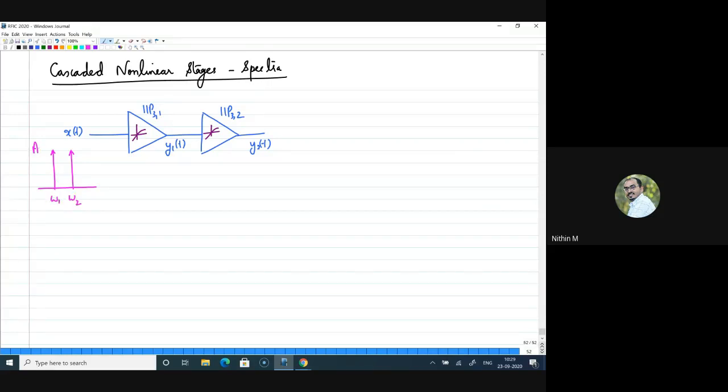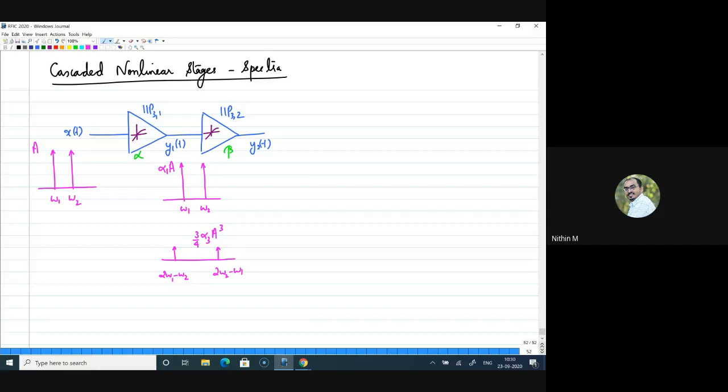So at y1 of t, I will actually get signals at frequencies omega 1, omega 2 with amplitude alpha 1 into a, because I am using alpha for this stage and beta for the next stage. Along with that I will get the intermodulation terms very close to omega 1 and omega 2. We call these 2 omega 1 minus omega 2 and 2 omega 2 minus omega 1, and the amplitude of that is equal to 3 by 4 alpha 3 a cube. Right, this we just saw.